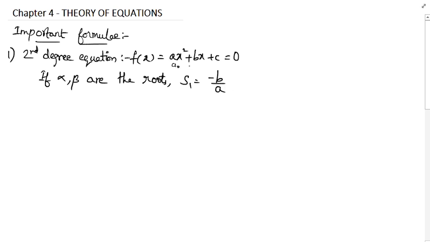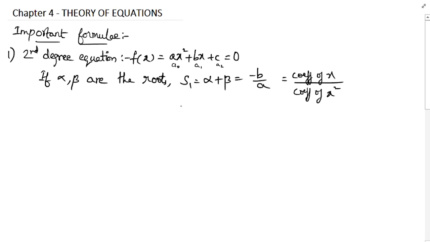Okay, let us consider this as a0, a1 and a2. Okay, a0 is the coefficient of x square, a1 is the coefficient of x and c is the constant. So this is actually equal to alpha plus beta. Okay, the sum of the roots alpha plus beta is equal to minus b by a. So actually I'll write it in the reverse way. Okay, S1 is equal to the sum of the roots, that is alpha plus beta, is equal to minus b by a, that is minus the coefficient of x divided by the coefficient of x square.